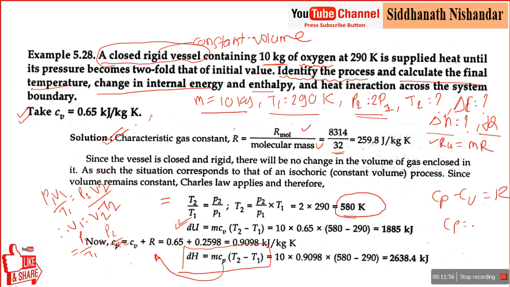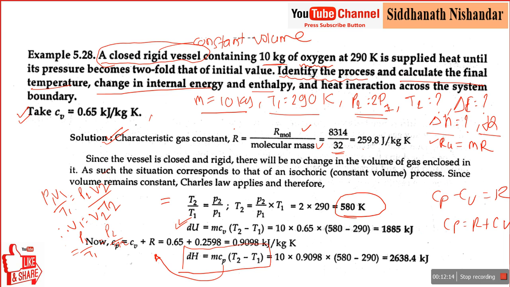So Cp is equal to R plus Cv. Cv is given, R is not given. So we first calculate R. Then we calculate Cp, then there is the change in enthalpy. This is a very simple numerical. We just have to click.